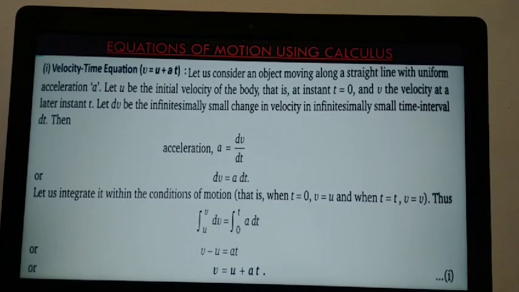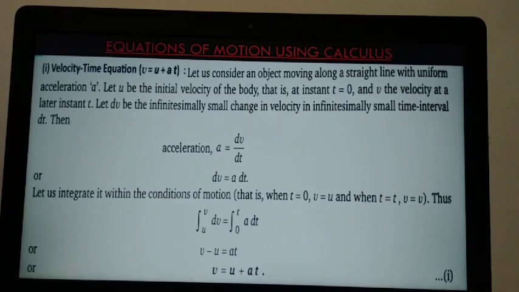On the left hand side we have the variation dv, on the right hand side the variation dt. dt varies from 0 to t, similarly dv varies from u to v. So the limits are also fine. Then when you are integrating dv, what are you getting? Integral dx is x, so integral dv will be v. Then you apply the upper limit minus lower limit: v minus u.